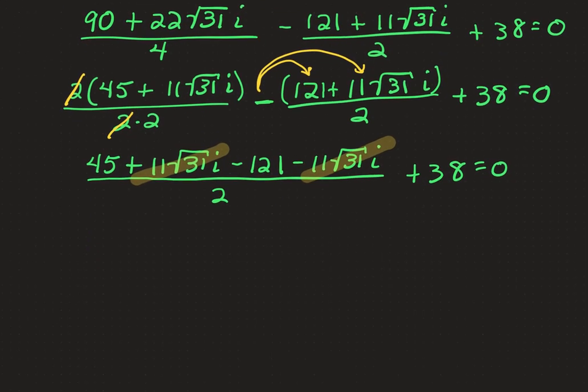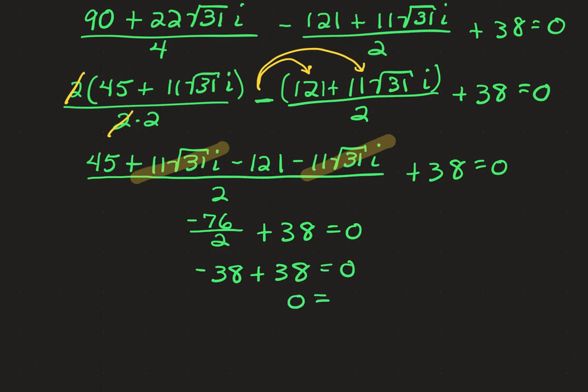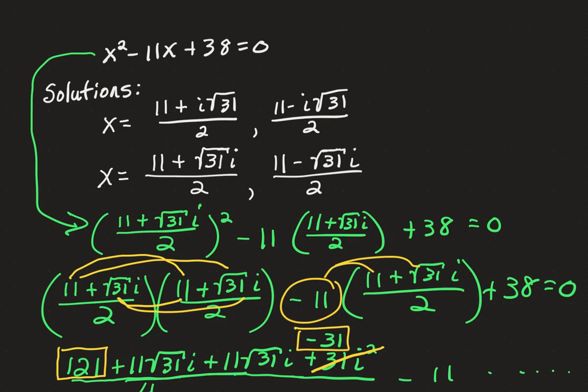So what does my fraction look like now? It looks like 45 minus 121. That gives me a negative 76, and that is divided by 2, and 38 is added to that, and yes, because that's equal to negative 38 plus 38, the left side equals 0, just as it was supposed to. So our check proves that our original answers were correct. Well, wait a minute. We proved this one was correct, right?